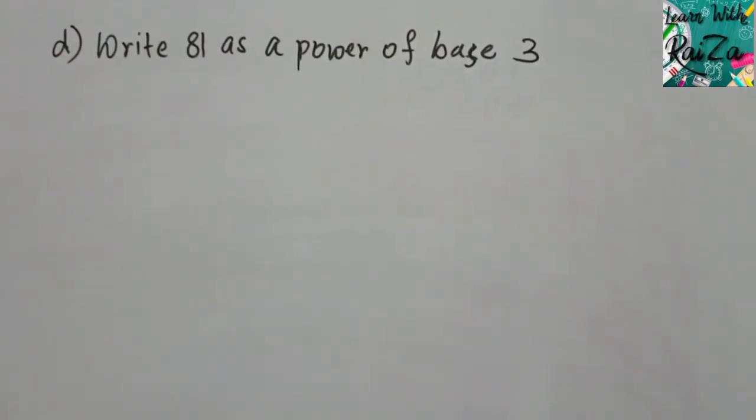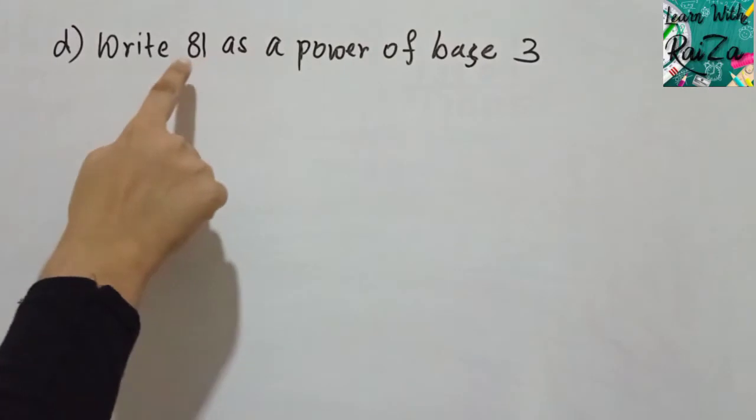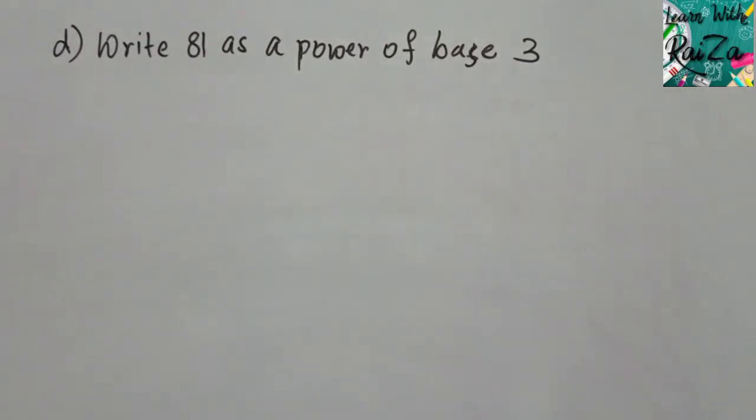Well, this is the question for you. Write 81 as a power of base 3. So I told you, if you want to select any base, here it's base 3, so divide 81 continuously by the base number 3. Right, start your timing now, pause your video and start doing.